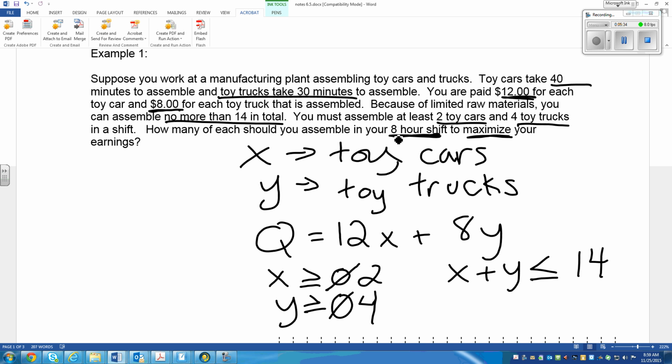Okay. So, 40 minutes for cars. So that would be 40x plus 30 minutes for trucks. And we have to fit this in an 8-hour shift. So should we have more than 8 hours or less than 8 hours? Less. Okay, so less than or equal to 8 hours, but what's 8 hours in minutes? 480 minutes. 8 times 60 is 480 minutes. Okay?